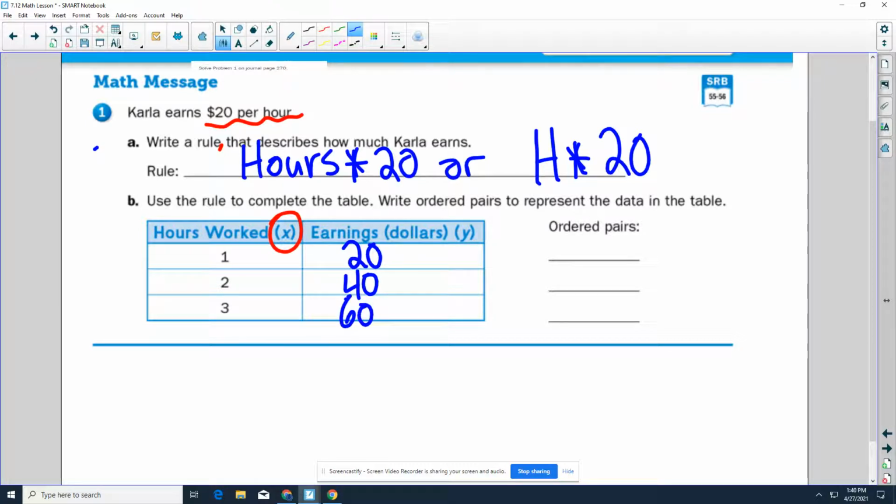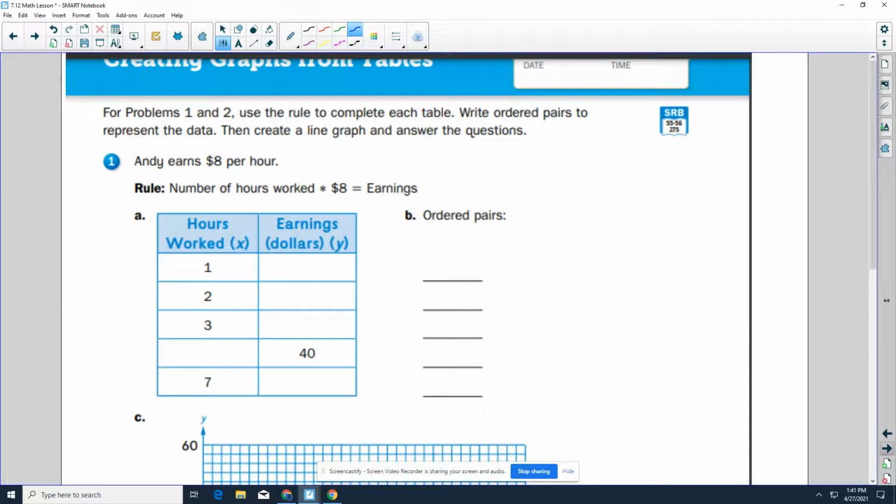Now, we're going to be actually plotting these on a graph, so we need to make sure we write them as an ordered pair. So the X always goes first, and then the Y. So our next one, she works 2 hours, she's going to make $40. And when she works 3 hours, she's going to make $60. And we could continue that pattern. So make sure that your numbers are in agreement with mine.